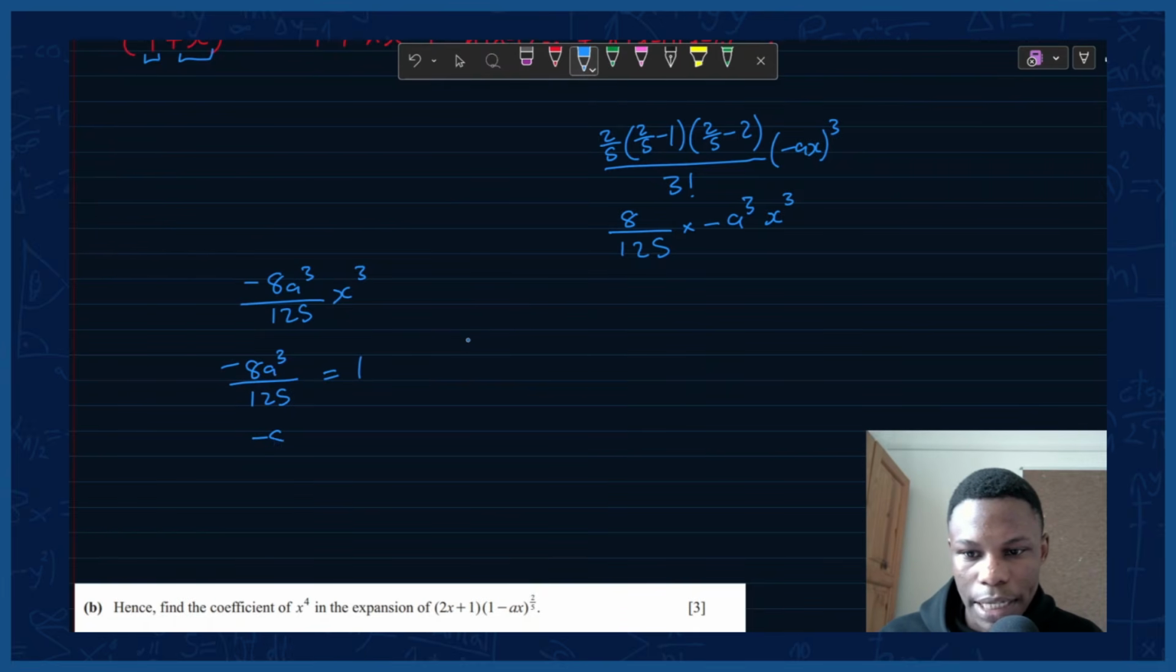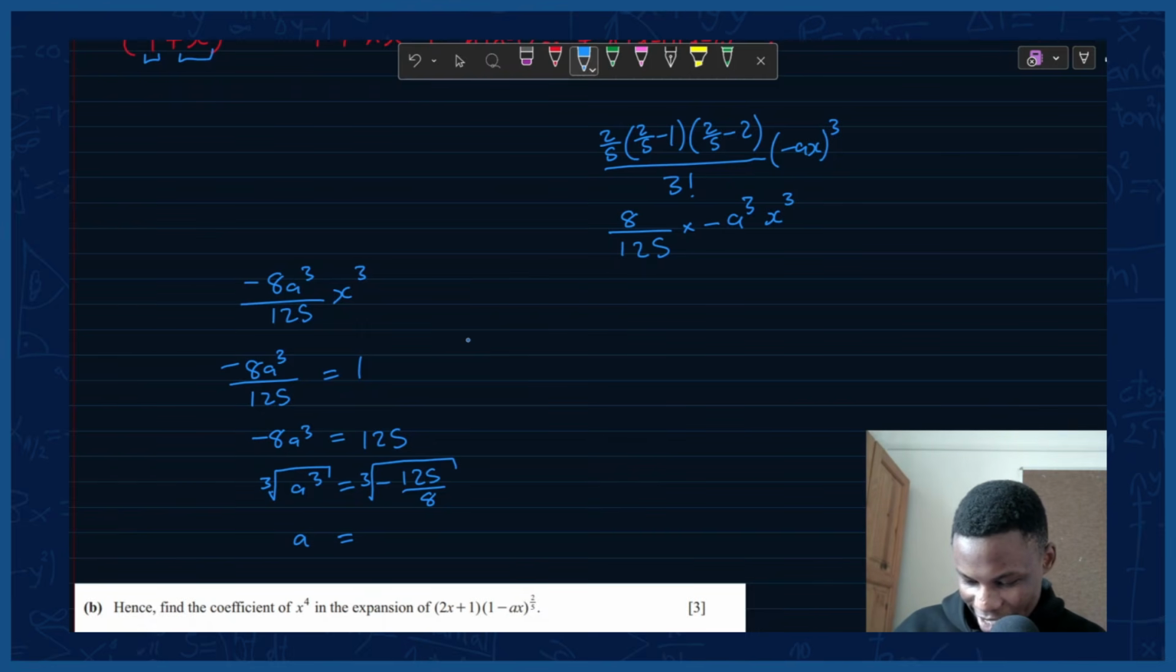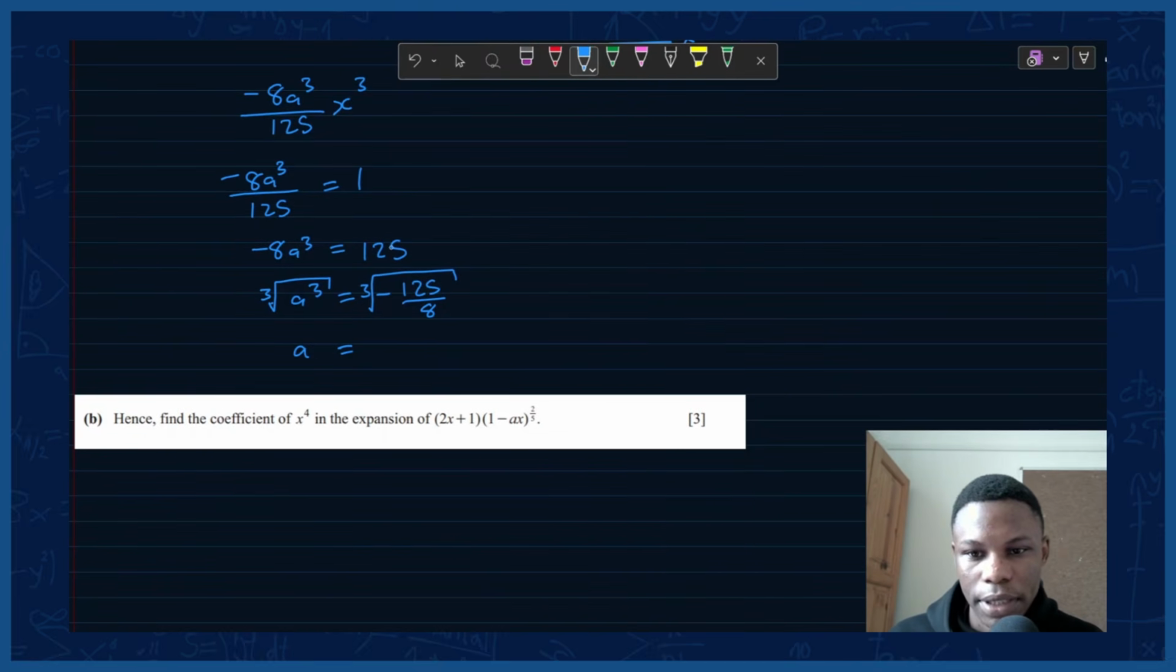And now we solve. So negative 8a cubed is equal to 125. And so a cubed is equal to 125 over minus 8, so negative 125 over 8. And then to get rid of the power 3, take the third root on both sides. Oh, third root, not square root. Be careful with that. I was wondering why I'm getting an error. You should get a is equal to negative 5 over 2. And that's going to be the final answer.